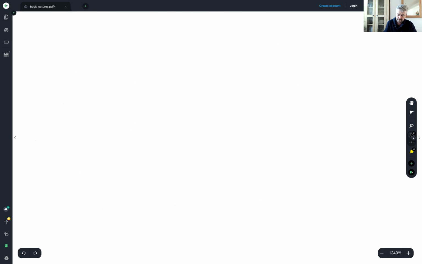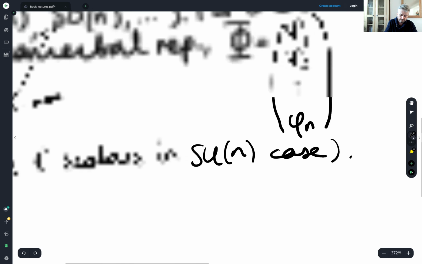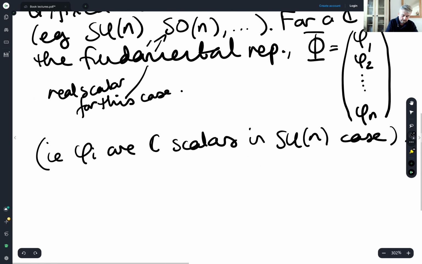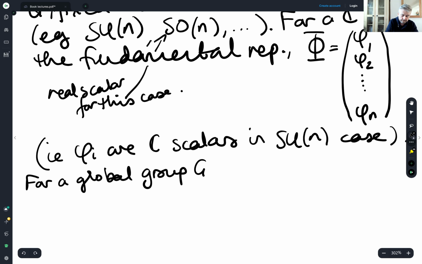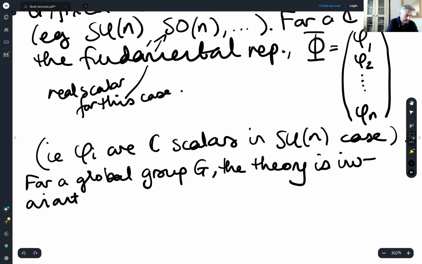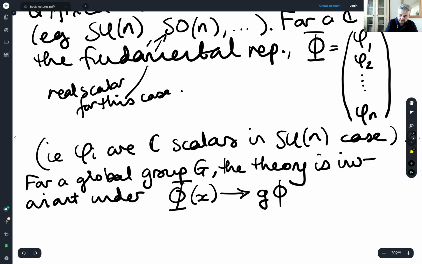All right, so let's take some global group now. So global group G, which we've been dealing with up until now. So the theory, remember, is invariant under our vector of fields going to G times phi of X. Now, G is a member of our non-abelian group.